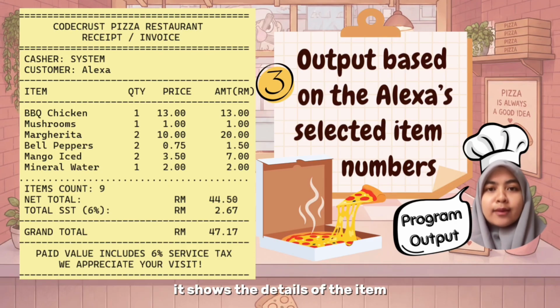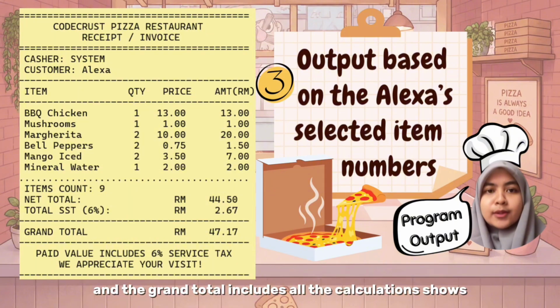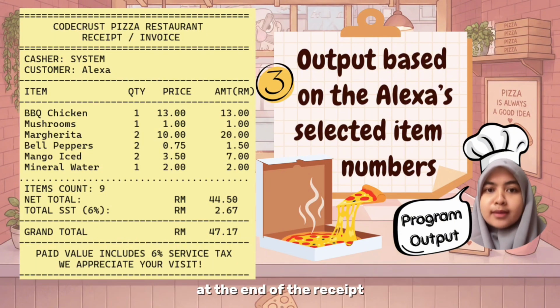It shows the details of the item with the quantity and amount. The system calculates total items, net total, and also total tax that has been charged for the whole order. And the grand total, which includes all the calculations, is shown at the end of the receipt.